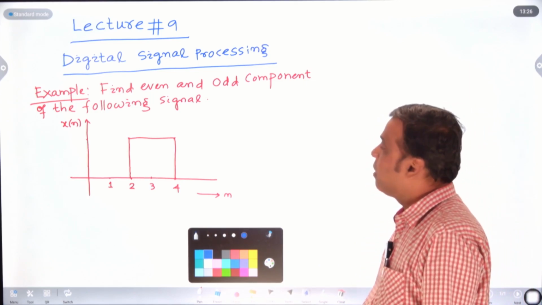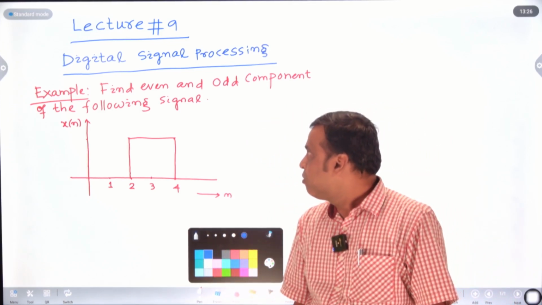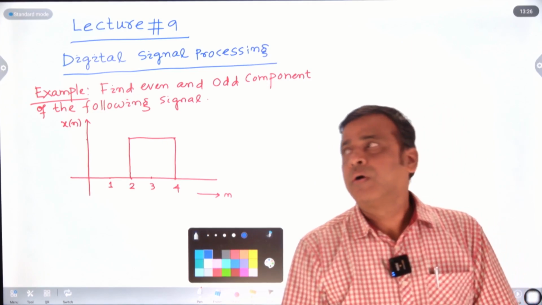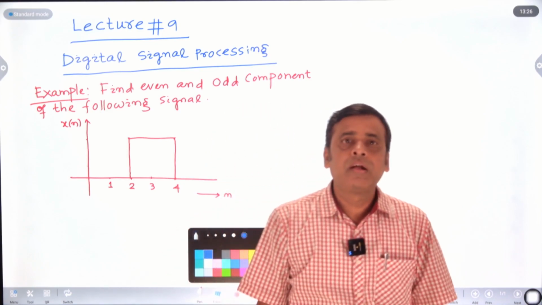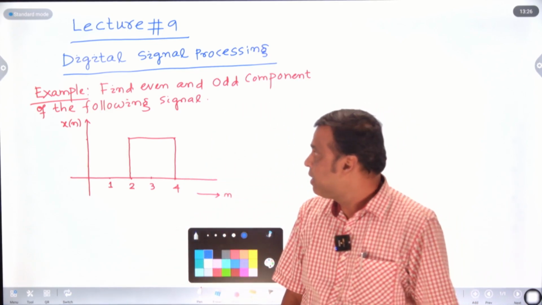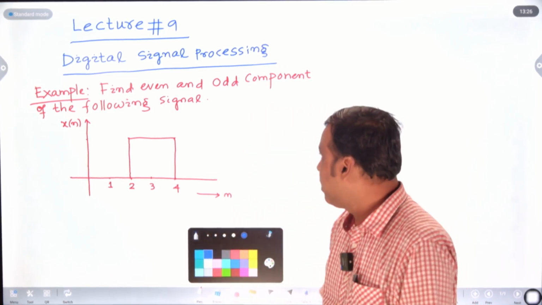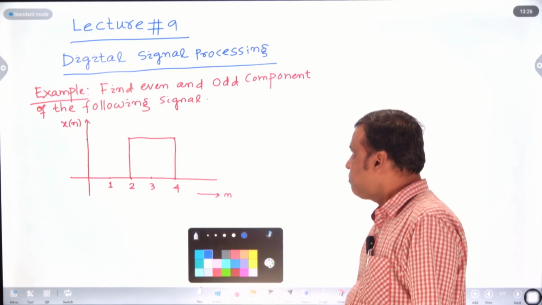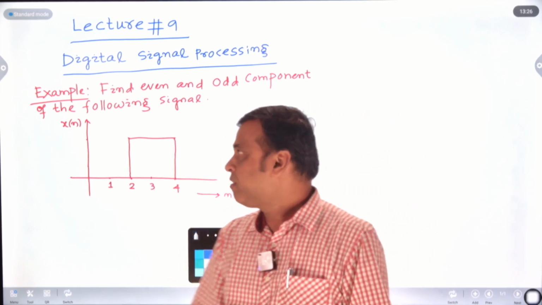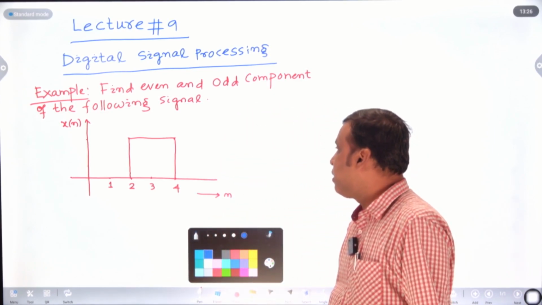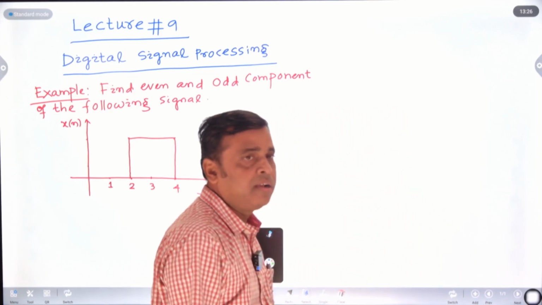If x of n is given, you have to identify whether the signal is periodic or not. Already I told you how to determine the periodic and aperiodic nature of continuous time signals as well as discrete time signals. As far as symmetric and anti-symmetric signals are concerned, symmetric we can say even, and anti-symmetric we can say odd. As already I told you, we determine the even and odd component of continuous signals as well as discrete signals.